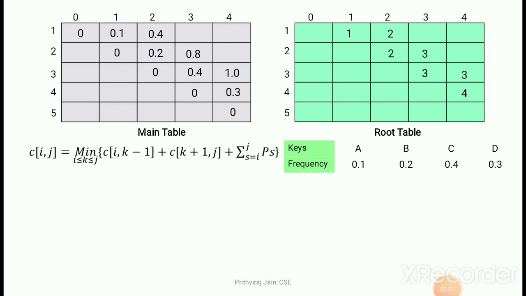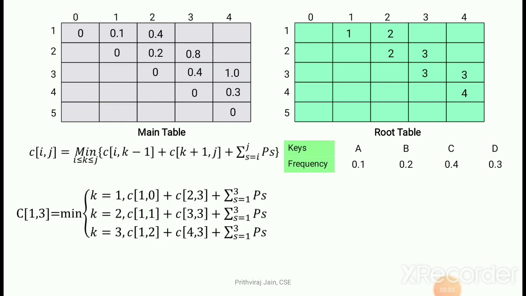Okay, next value is C of 1 comma 3. For this C of 1 comma 3, the k value lies between 1 to 3. So k value equal to 1, k value equal to 2, k value equal to 3. We have to calculate it for all the three values. When k value is equal to 1, we have to take C of 1 comma 0 plus C of 2 comma 3 plus summation s is equal to 1 to 3 ps. That means we have to take three frequencies here: one for the first key, then the second key and third key.